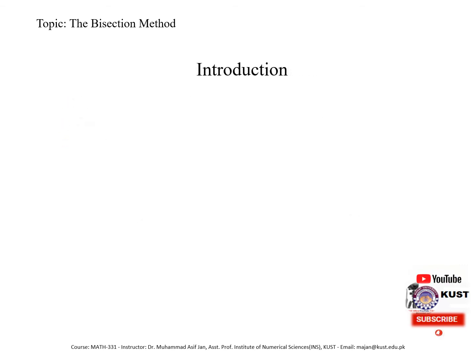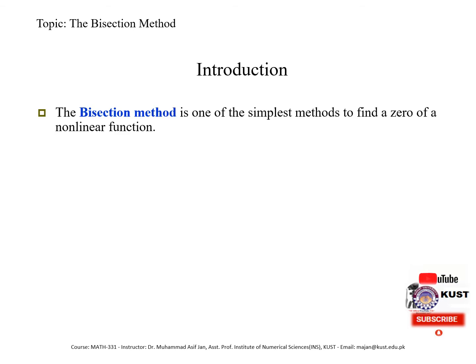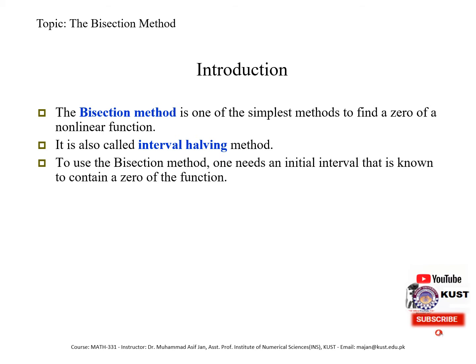So let me introduce you to the working of the bisection method. The bisection method is one of the simplest methods to find a zero of a non-linear function. It is also called an interval halving method because in this method you will see that in each iteration the previous interval will be split into two equal parts.